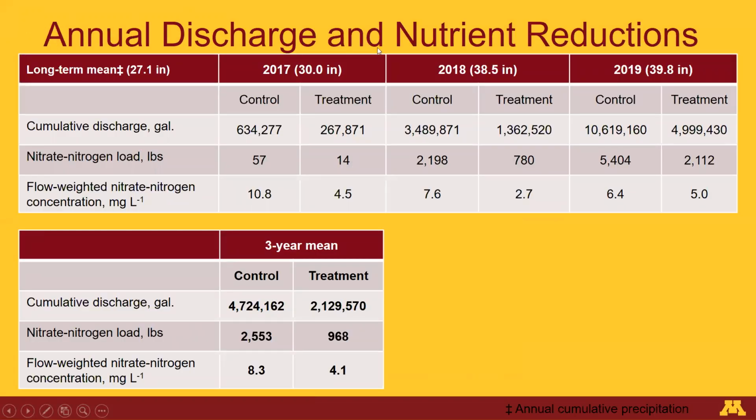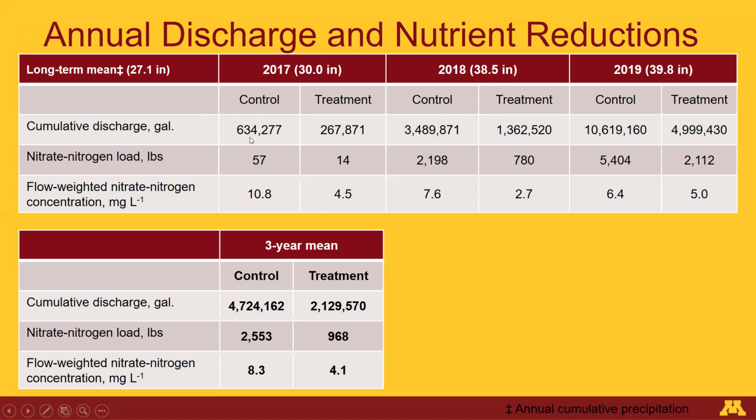So our annual discharge and nutrient reductions for our drainage ditch system are in two parts here. The top table basically shows the year-to-year values that we'll talk about briefly, and then we'll talk a bit about our 3-year means. So as I mentioned earlier, the long-term mean precipitation is about 27 inches of rainfall. In 2017, we had about 3 inches more than that. In 2018, we had actually almost 12 inches more than that. And in 2019, we had nearly 13 inches more rainfall over the course of the entire year.